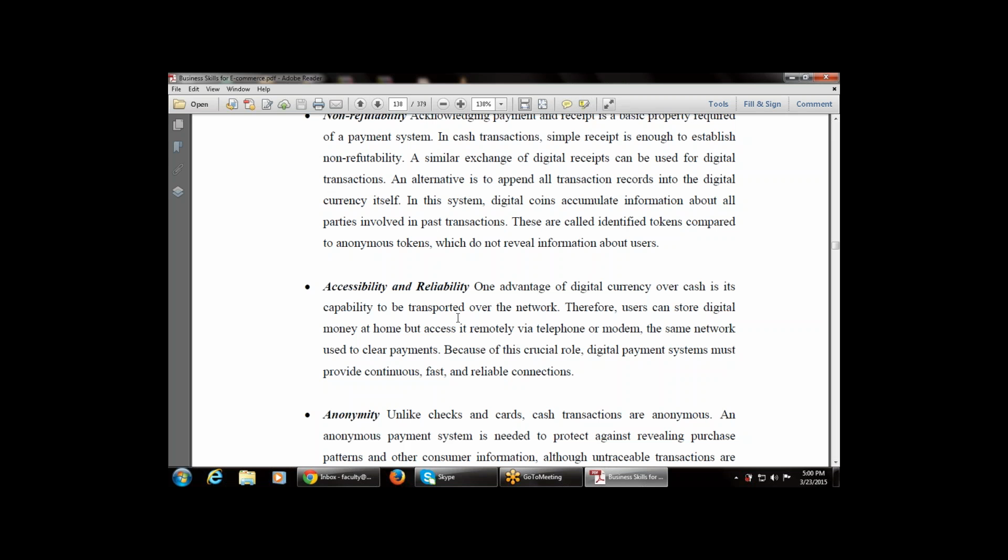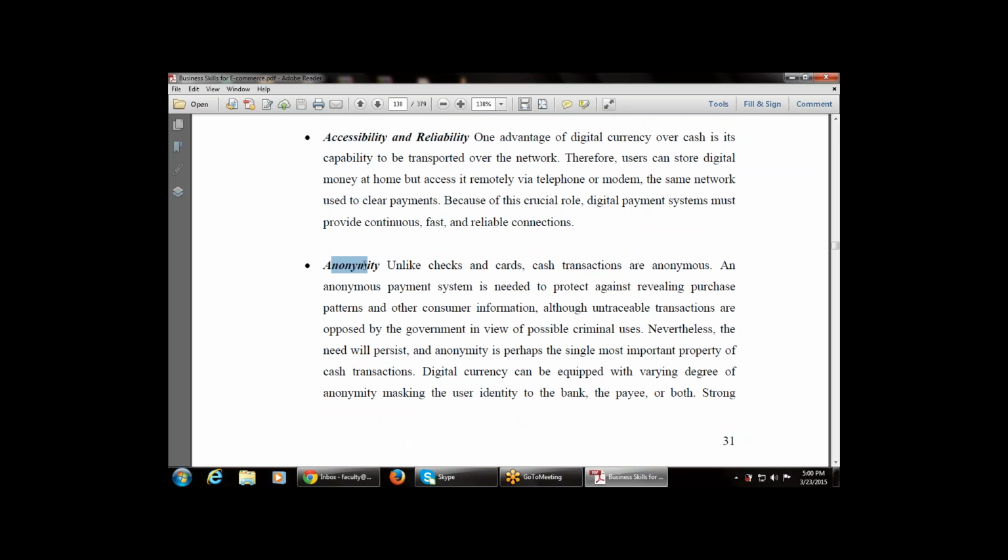Then the next property is anonymity. This says, unlike checks and cards, cash transactions are anonymous. So whenever I make a payment by check, or by card, there is no anonymity in the case of checks and cards. But in the case of cash transactions, there is anonymity.